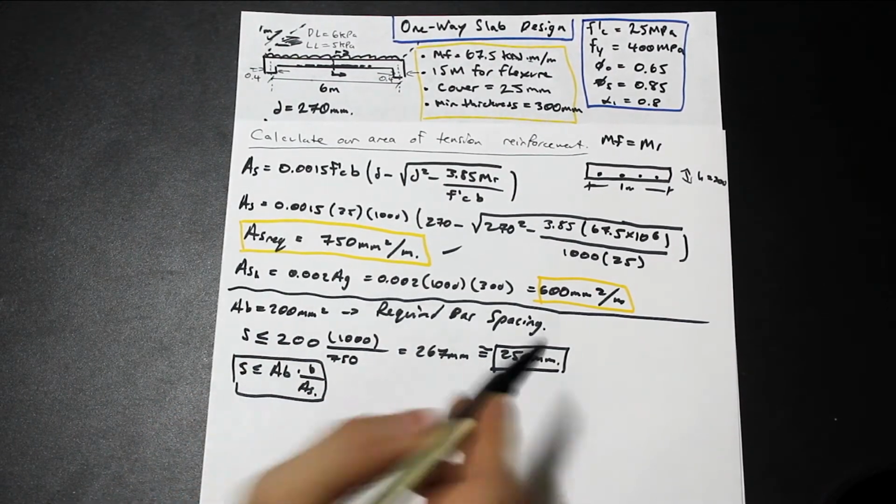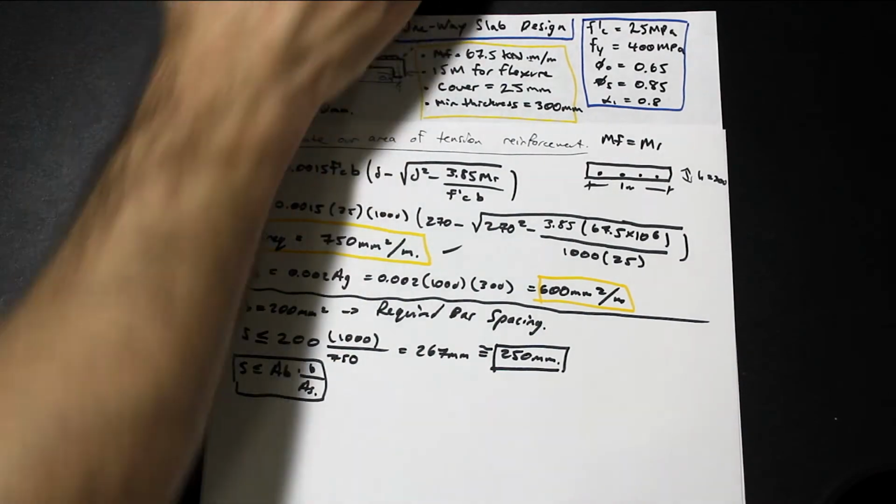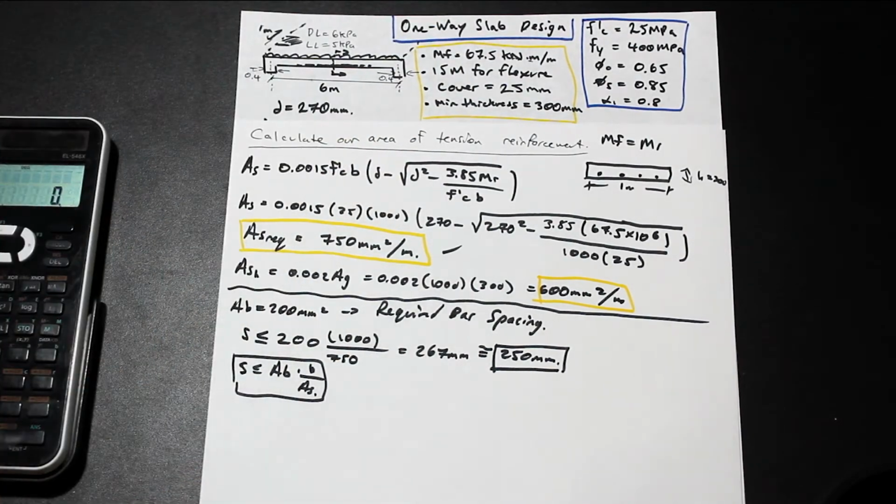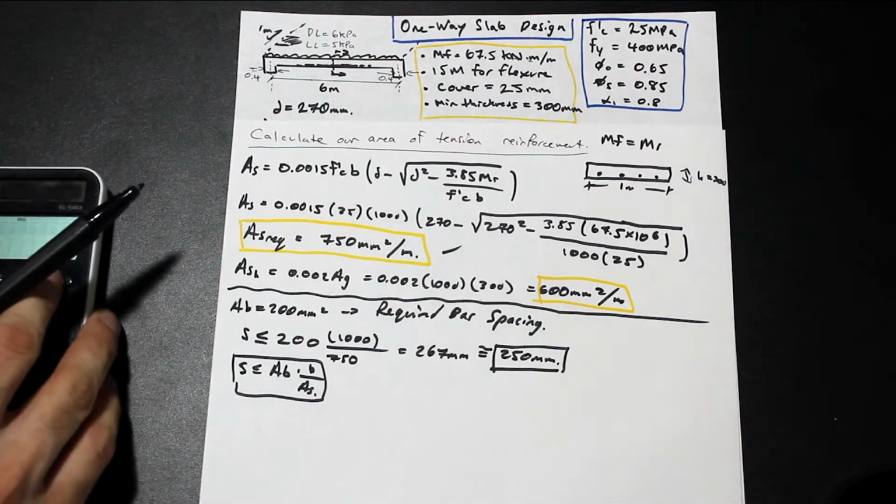So now that we know our spacing, we need to calculate what our area of steel is going to be now.